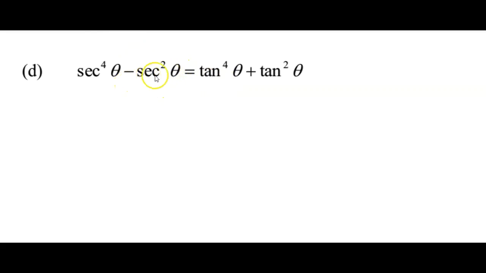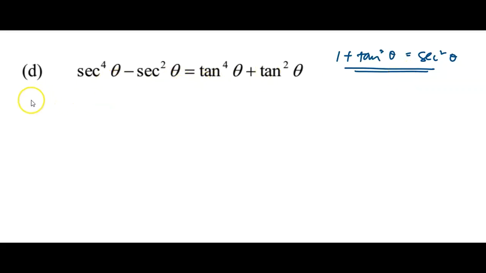Here you must find an identity which can relate the secant and the tangent. So here I got one identity I showed you before at the beginning of this video. There is only one identity that relates the tangent and the secant. That is 1 plus tangent square theta equals secant square theta. Later on we are going to use this to prove this identity.